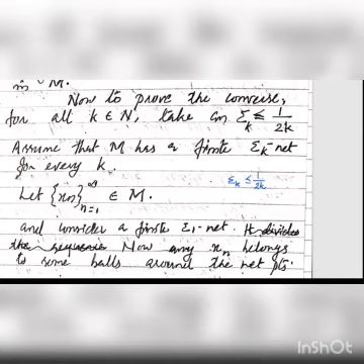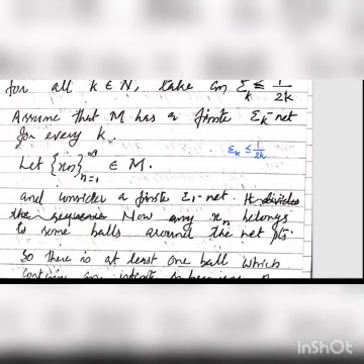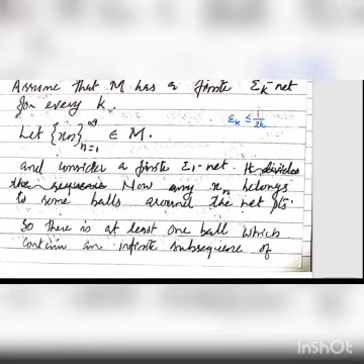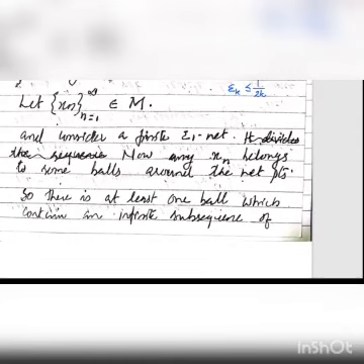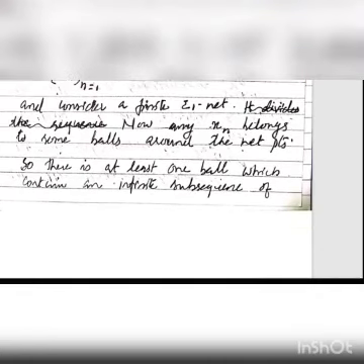Now assume that M has a finite epsilon k net for every k. Now take a sequence xn, n equal to 1 to infinity, in M and consider a finite epsilon 1 net. So now any xn belongs to some ball around the net points. So there is at least one ball which contains an infinite subsequence. The reason is that the sequence contains infinite numbers, right?